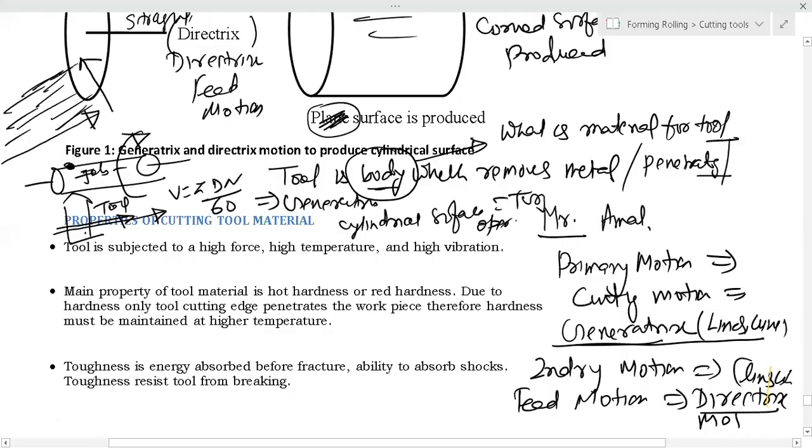Is it now clear, Amal? Combination of lines, combination of motions. Fine. Now, yeah, we have to move ahead.